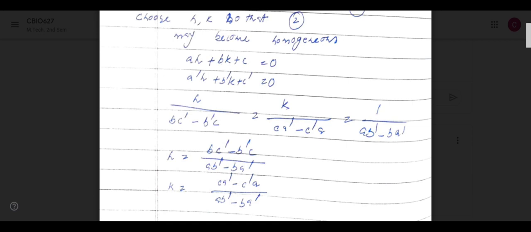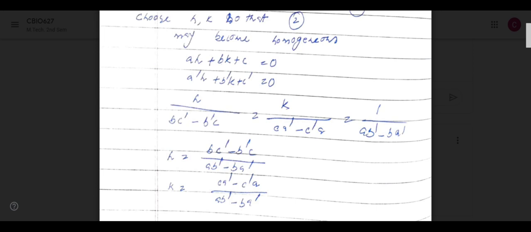Ma'am, we can use the simple elimination method. We have two equations and two unknowns, so we can use the elimination method to find them. Okay, you have done that. Yes, ma'am, that is also okay.